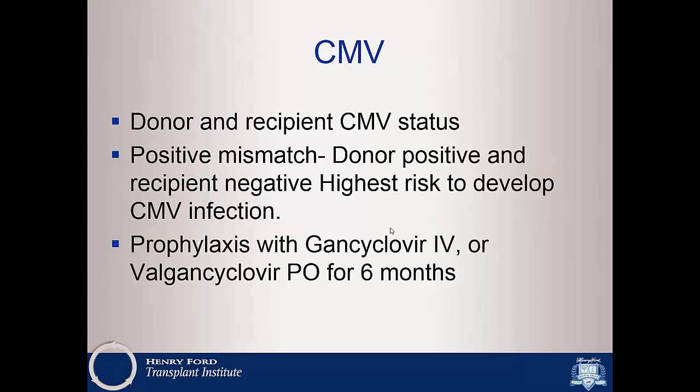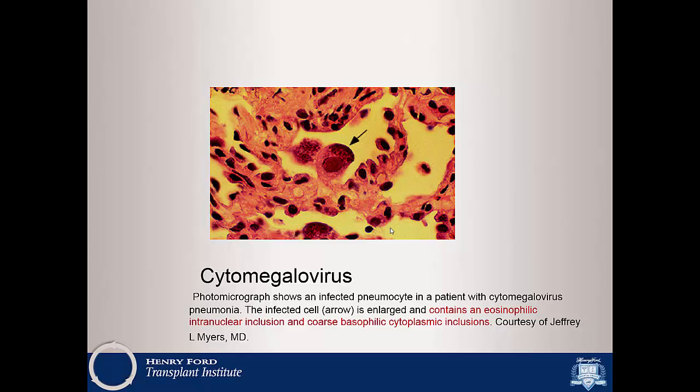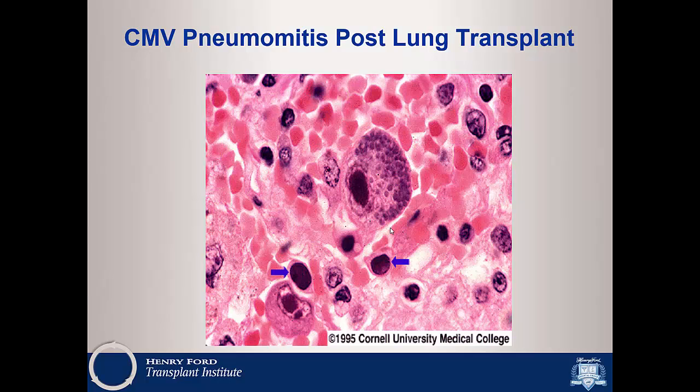So we always look at that donor recipient status, and we give prophylaxis with IV ganciclovir initially until they can swallow, and then once they can swallow and their GI tract is working, they'll take valganciclovir orally for 6 months, or 1 year if they're a primary mismatch. And so some examples of CMV include these next few pathology slides. And we see these really large nuclei, and typically we think of the nuclei as completely filling the cytoplasm, and it's been described as an owl's eye cell.